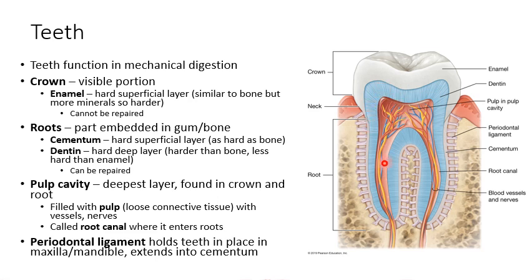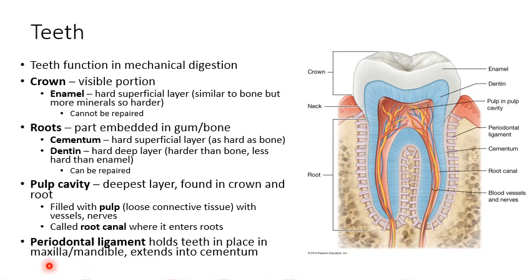Then the innermost part of the tooth is called the pulp cavity. So all this bit in red here is the pulp cavity. Most of it is in the roots, and then a tiny bit extends into the crown. Inside this cavity, you have pulp, which is loose connective tissue, and you have a lot of blood vessels and nerves, as you can see in this diagram. Where the pulp cavity goes down into the roots of the tooth, we call that the root canal. So in a root canal, they would be getting down to this layer and cleaning everything out.